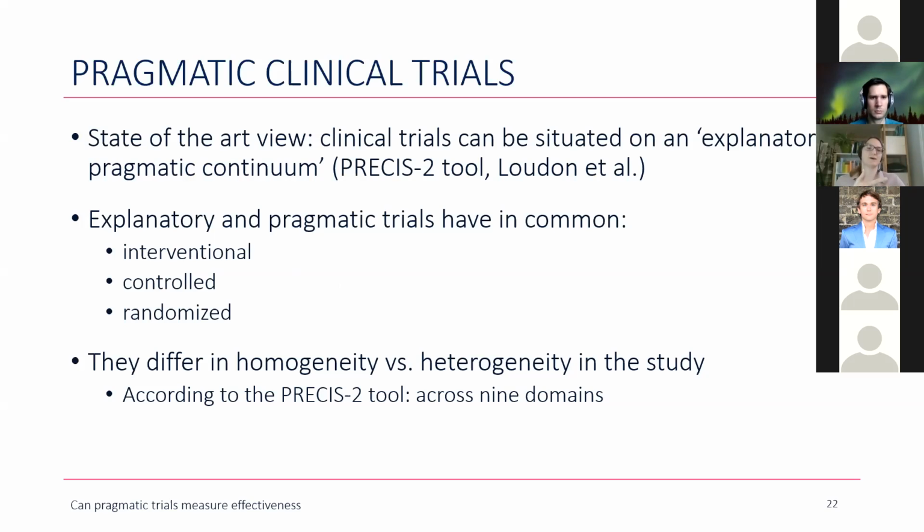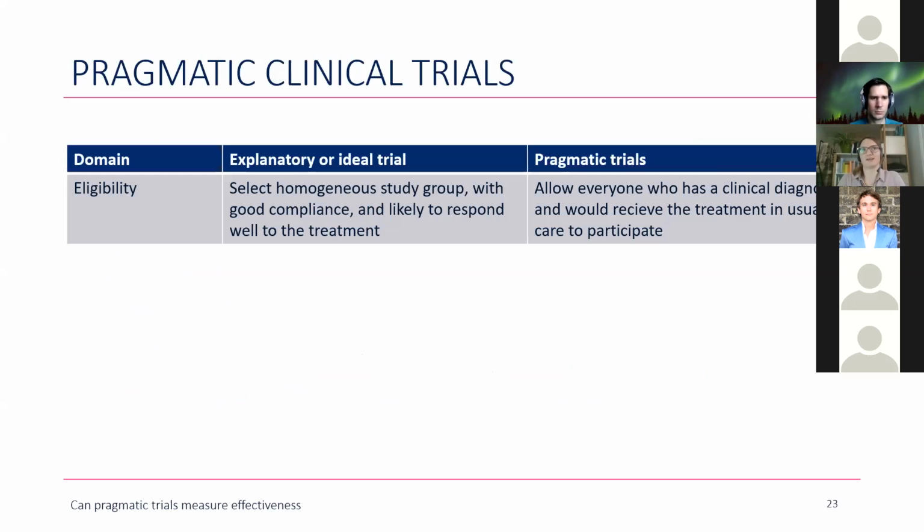They differ, however, widely when you look at these trials and compare their homogeneity versus the heterogeneity that is allowed in the study. And according to the PRECIS-2 tool, this is exactly the state-of-the-art view that I mentioned before, we can observe this difference across 9 domains. And here I'd like to introduce you to just 3 of these domains to give you a feel of how these trial designs in fact differ.